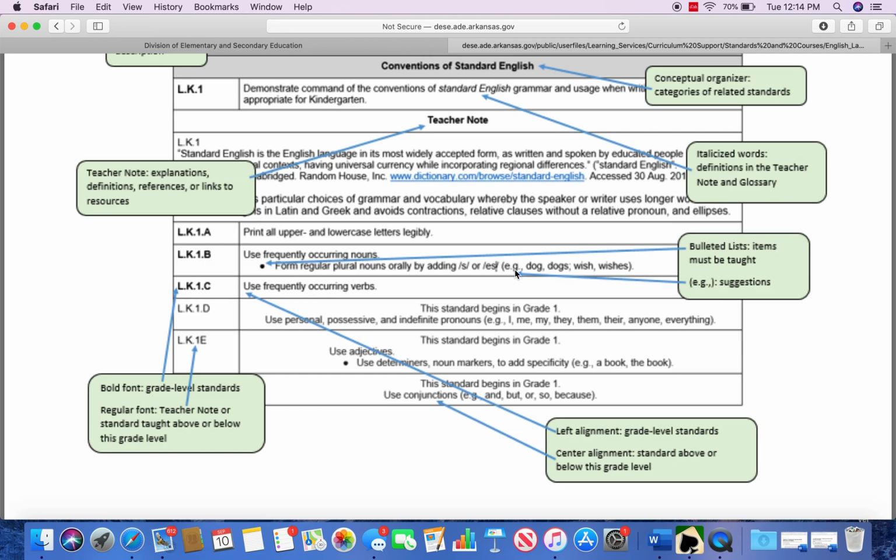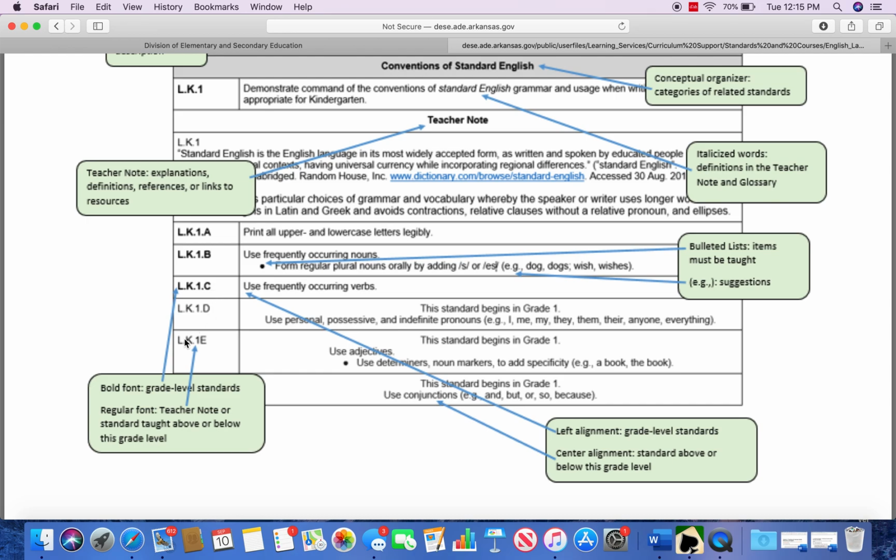When you have an EG and a listing, those are just suggestions that you can use in teaching this. And of course, it's just a suggestion. You can use many other examples when teaching this, and certainly you'll want to use more examples than what is provided in the example suggestion list. If it is bold, this is the grade level standard. So if it's bolded, this is the standard that is introduced at this grade level.